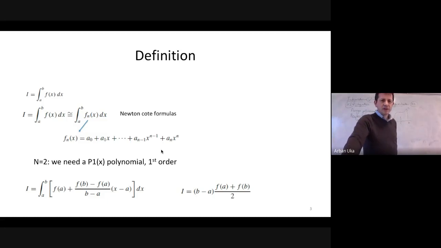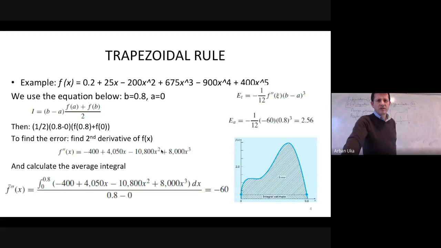For example, if we have 2 data points, we have a polynomial of first order, then the equation will look as we see as the final result, where the integral will be approximated as f(a) plus f(b) divided by 2 times the width of the interval. Now here we have an example. If we want to use the trapezoidal rule, the function is given here. It looks like a polynomial of 5th order. With this polynomial of the 5th order, we want to find the integral between 0 and 0.8.